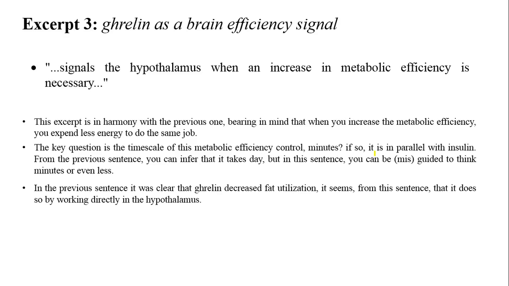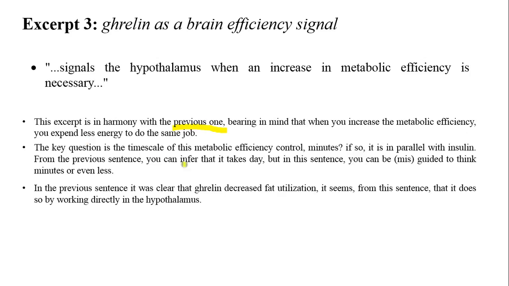So this is the excerpt: ghrelin signals the brain when increased metabolism efficiency is necessary. It makes sense from a practical point of view. This excerpt is in harmony with the previous ones you have discussed. Bear in mind that when you increase metabolism efficiency, you expect less energy to do the same job. So you have the amount of energy and you increase efficiency, you start to use less energy. Remember that energy is stored in your fat, so your fat is a signal of energy stored in your body.